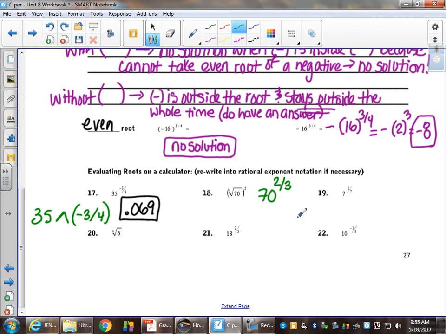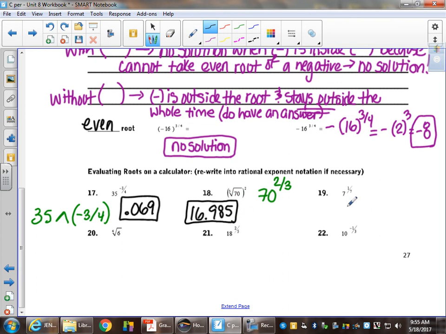Your entry is the same. 70, caret, and then 2/3 in parentheses. Let me know what you get. To 3 decimal places, please. 16.98. What comes after the 8? 4. What comes after the 4? So if it's 4/9, this rounds to 5. Anyone who needs help, come up.